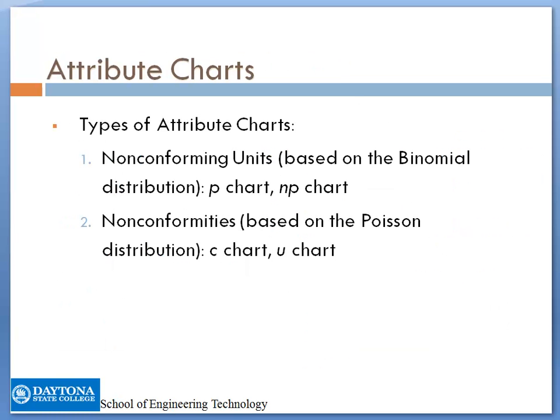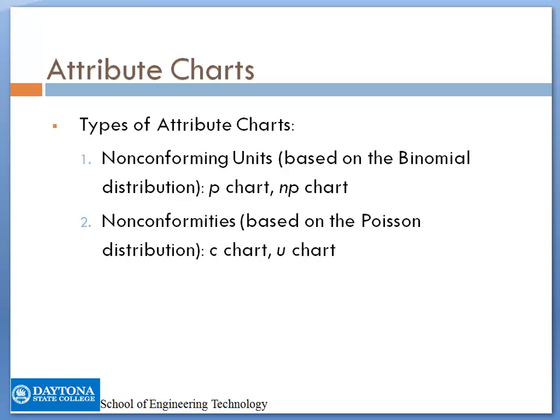So let's start reviewing the different types of attribute charts. The nonconforming units are based on the binomial distribution. And what are the characteristics of the binomial distribution? Well, these charts have an infinite number of items. Also, this type of distribution provides two possible outcomes, and they're constant. And the trials are independent. So these are the characteristics of the binomial distribution. And the types of charts that we use here are the P chart and the NP chart.